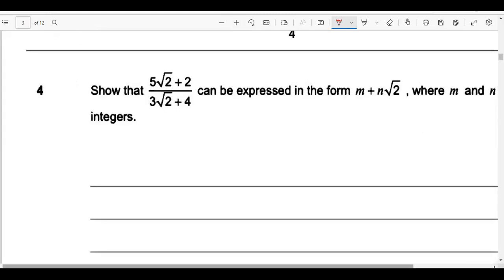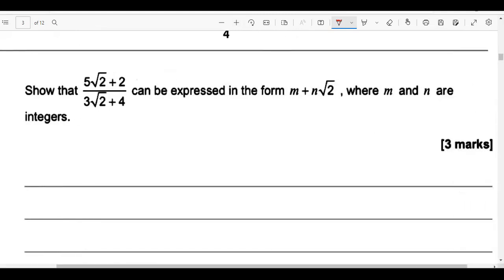All right, let's talk about this. Now it says, show that 5 under root 2 plus 2 divided by this can be expressed in this form. So we know the pattern for such questions. How to get rid of the third thing from the denominator? We multiply the opposite, so we can get the a square minus b square form.